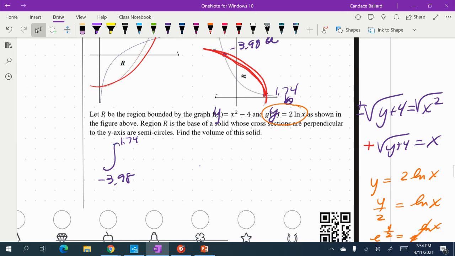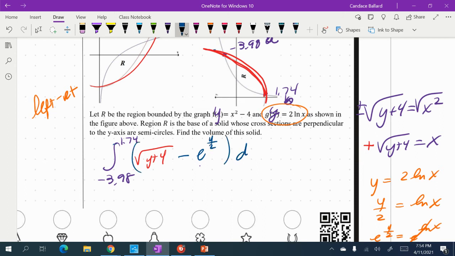We know that it's going to be the left minus the right, and my left is definitely my red function, so it's going to be the square root of y plus 4 minus the blue function, which we found to be e to the y over 2, and then we're going to make this dy. And at this point, it's simply just punching it into our calculator.